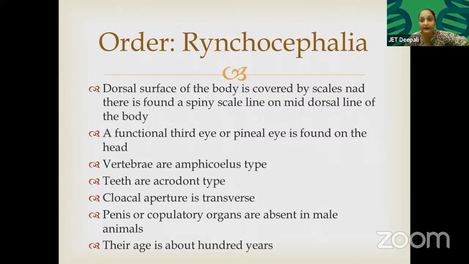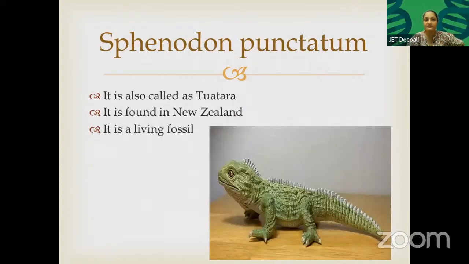Their age is about 100 years. See how old? They can live 100 years, like us. See, this is Sphenodon punctatum, the only living species of Rhynchocephalia. It is also called Tuatara. It is found in New Zealand. It is a living fossil. What is a living fossil? Organisms whose fossils are also present are called living fossils.